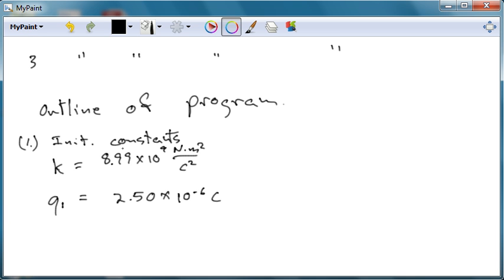Oh yeah, x1 is equal to 0.1 meters, y1 is 0.01 meters.